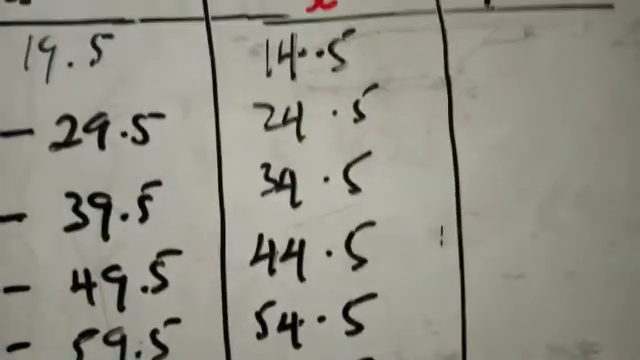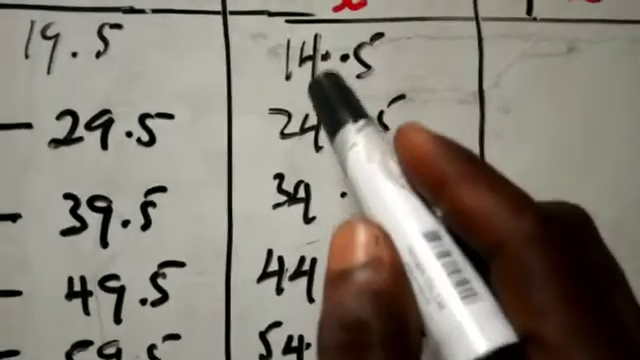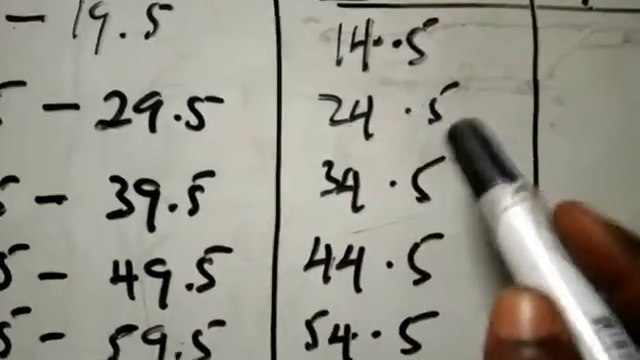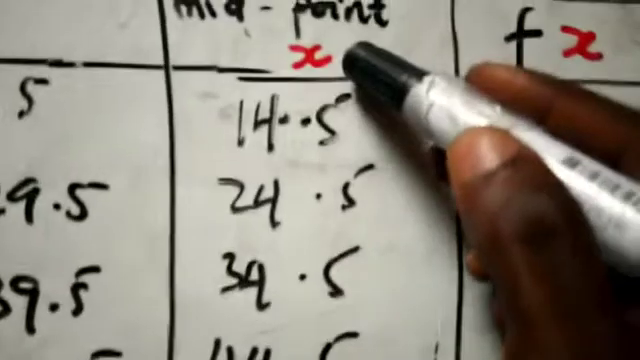Okay, this is what I got after adding and dividing by 2. So I had 14.5, and then 24.5, and then 34.5, and so on and so forth. So the same thing: what I needed to do is add the 2 and then divide by 2. They say midpoint, the middle point. So this is what we call the x.